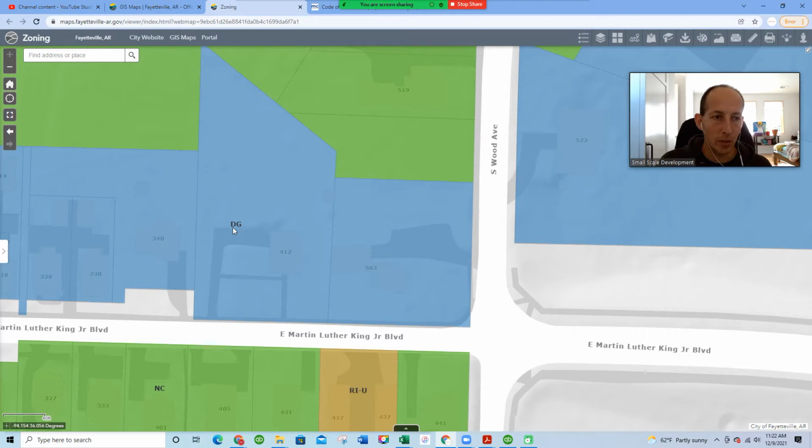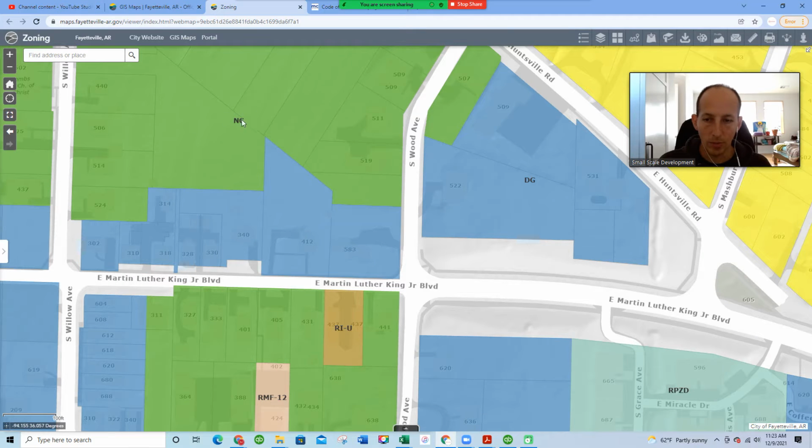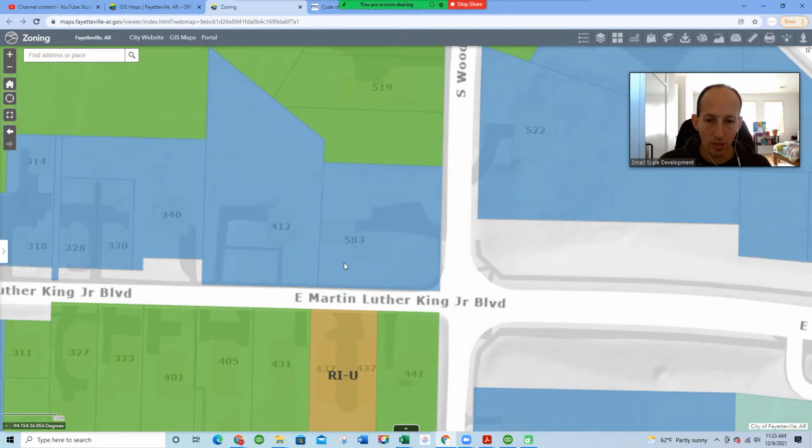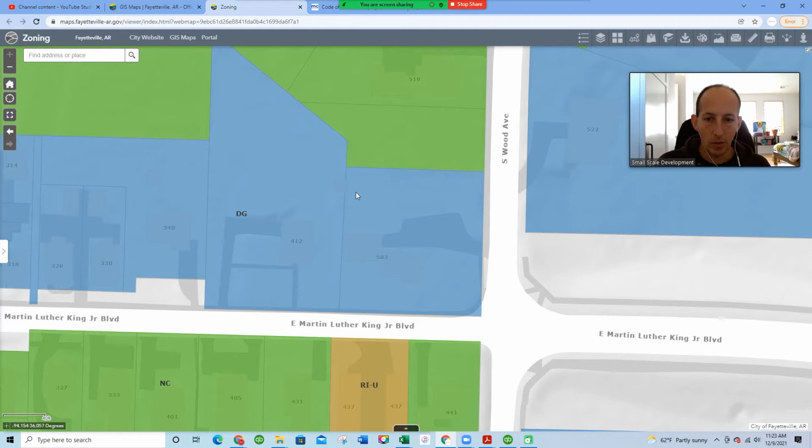Every city will have their own zoning code, so you'll have to figure out what those are for you. But in this case, its zoning code is Downtown General. Here's NC, Neighborhood Conservation. Downtown General in Fayetteville is a great zoning for neighborhoods. For developers, it has a lot of variety of things that you can do. I'll walk through that shortly and how you find out what you can do there.